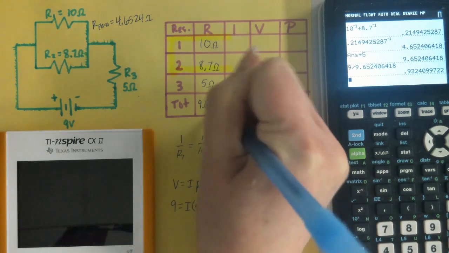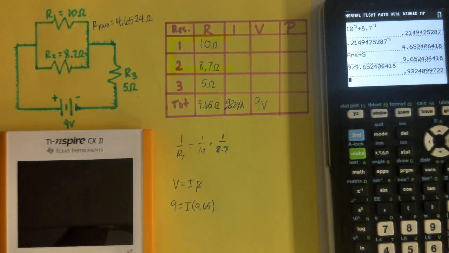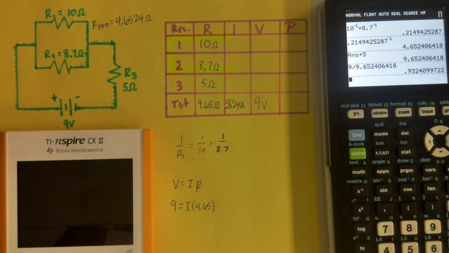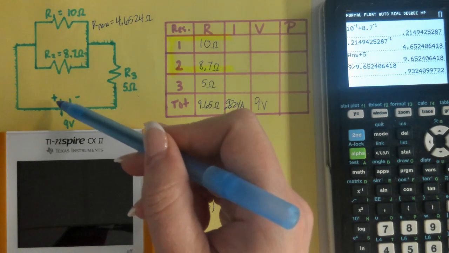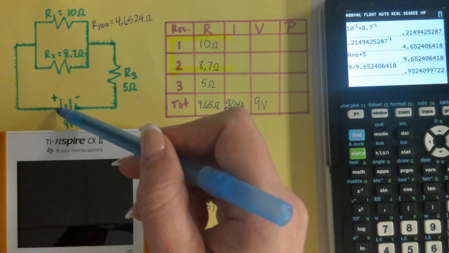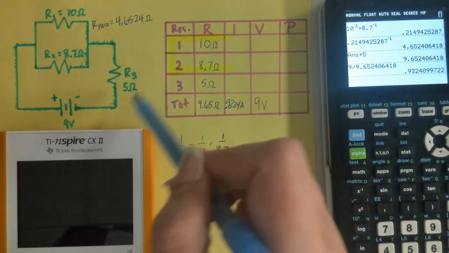0.9324 amps. Okay, so now we have our total current. Now that total current, as it flows through the circuit, and again, if we look at conventional current, it's going to leave the positive terminal of my battery. The charges are going to flow in this clockwise direction.